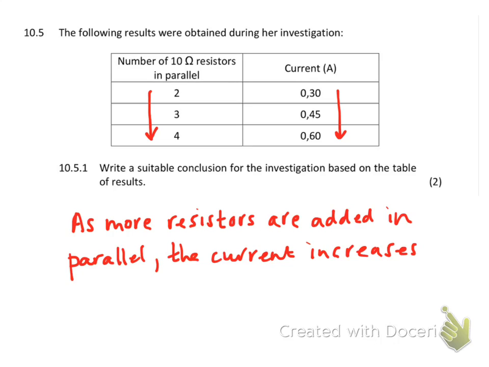A better answer to that question would be to recognize that they increase proportionally. As we double the number of resistors, we double the current. So you could say also that the number of resistors in parallel is directly proportional to the current.